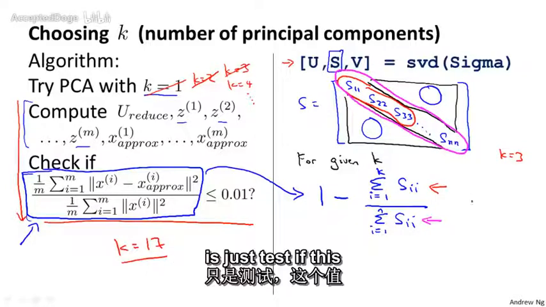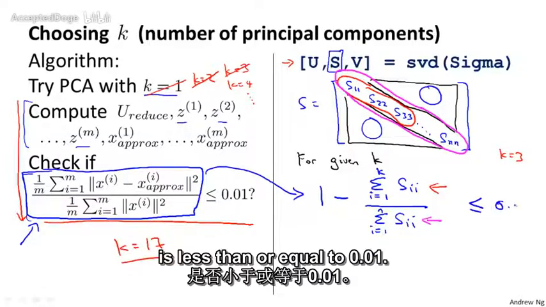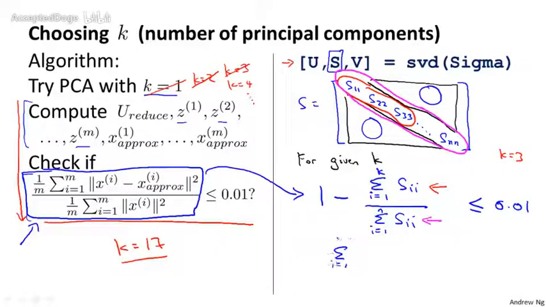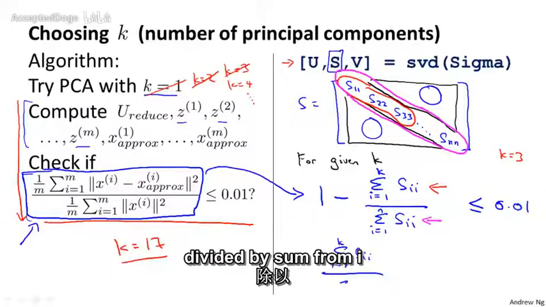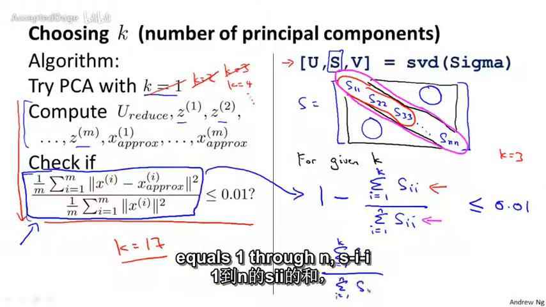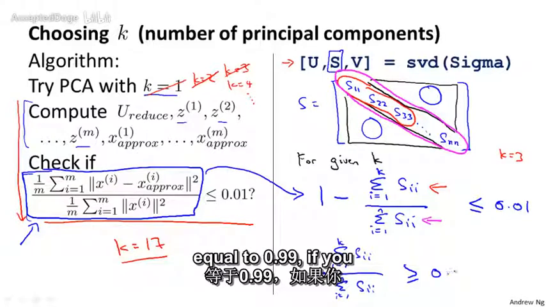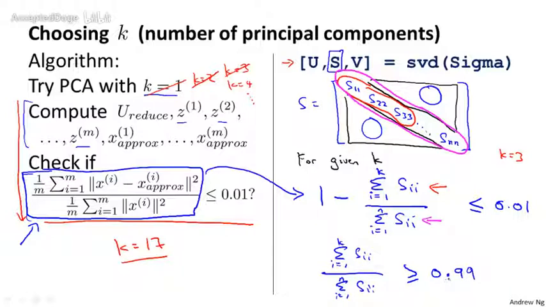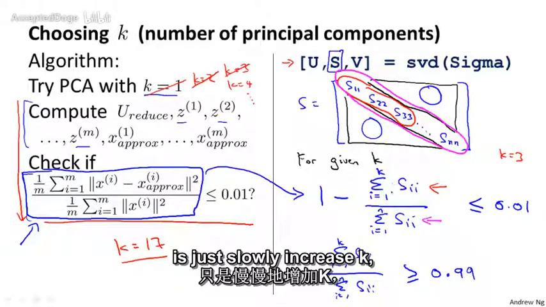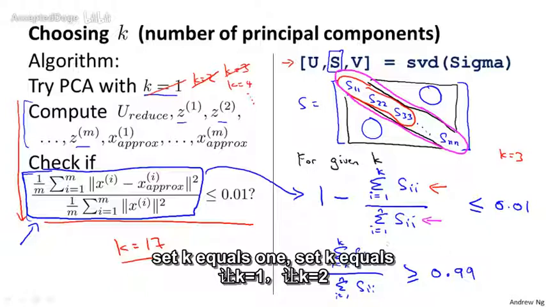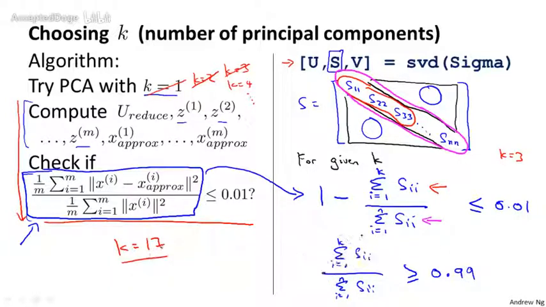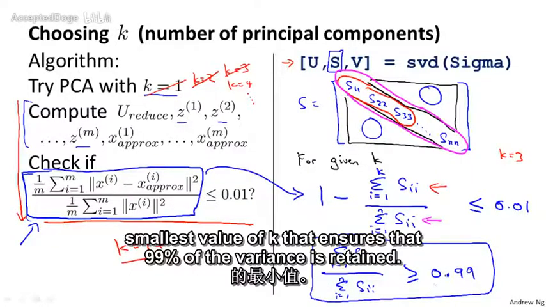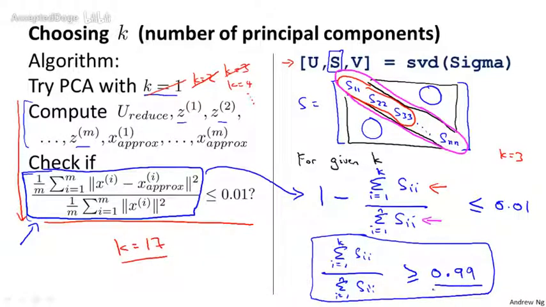So what we can do is test if this is less than or equal to 0.01. Equivalently, we can test if the sum from i equals 1 through k of Sii divided by the sum from i equals 1 through n of Sii is greater than or equal to 0.99, if you want to make sure that 99% of the variance is retained. So you can just slowly increase k, set k equals 1, k equals 2, k equals 3, and so on, and test this quantity to see the smallest value of k that ensures that 99% of the variance is retained.